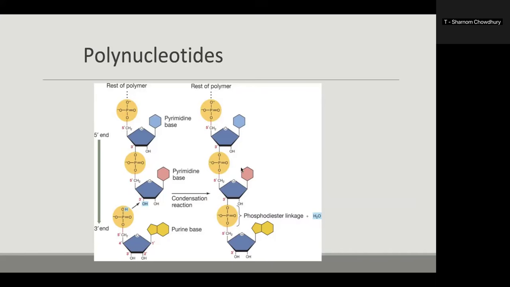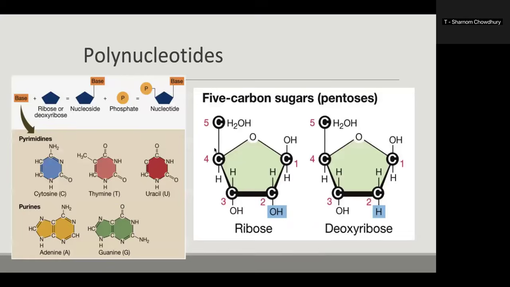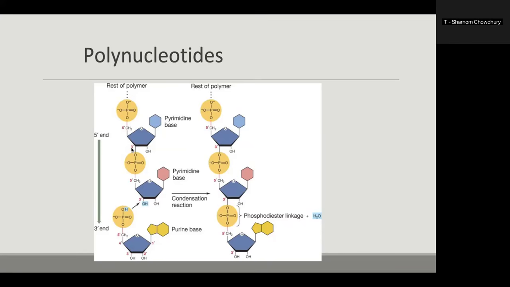So what does 5', 3' mean? As you see here, it is a 5 carbon sugar. The 5 carbons are 1, 2, 3, 4, 5. So any new nucleotide is added to the 3' end here, where the phosphate group of a nucleotide attaches to the 3' end of the carbon. Same thing here.